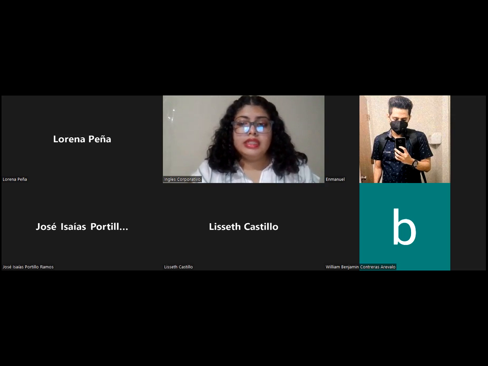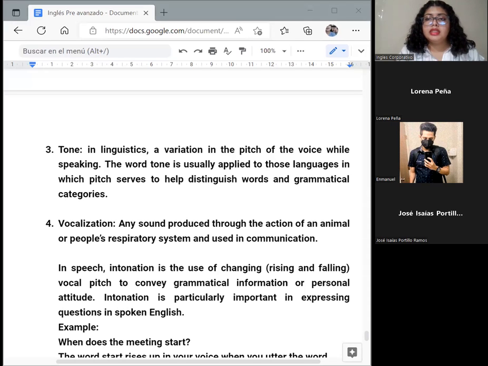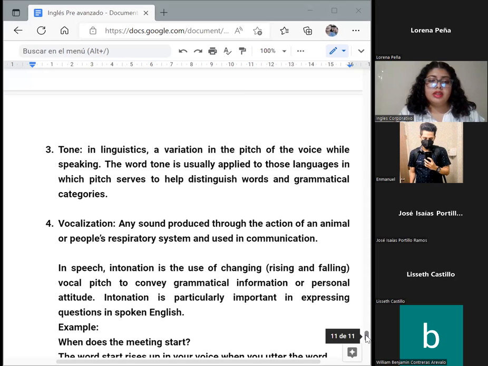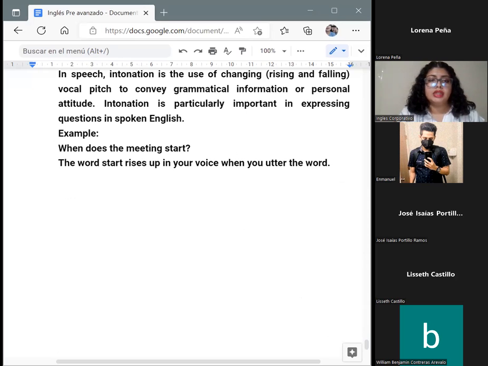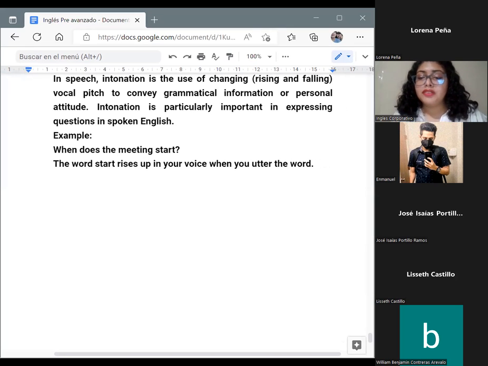So yesterday we were talking about the intonation, and now we are going to continue with that part. This is the last part that we have in here. We have an example in this case. And that is the question, when does the meeting start? And we were talking about what is the difference when we are making an affirmation and when we are making questions. So in that case, the tone of the voice is different from the one that we use for affirmations. So we are going to continue from that part, and we are going to see some examples more.